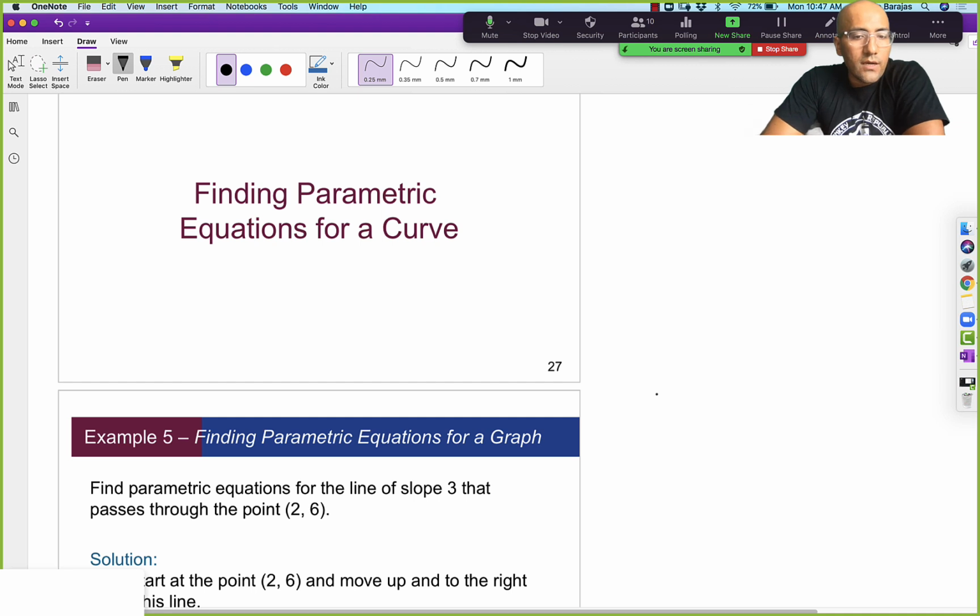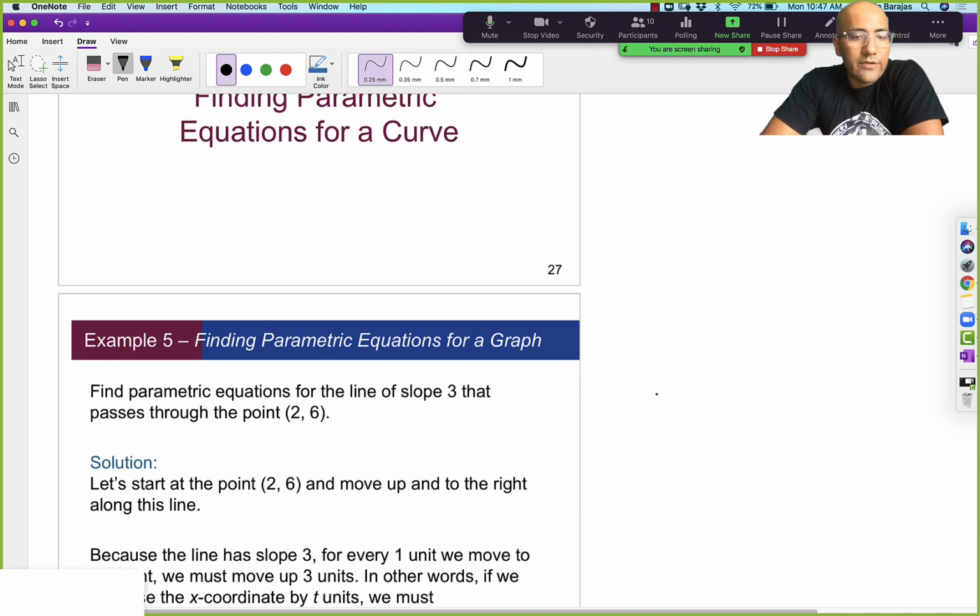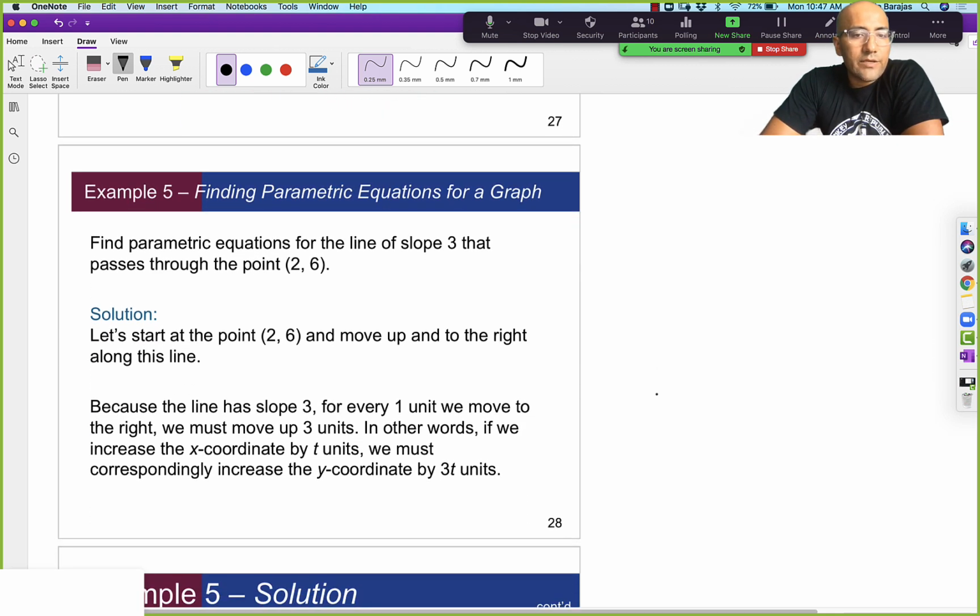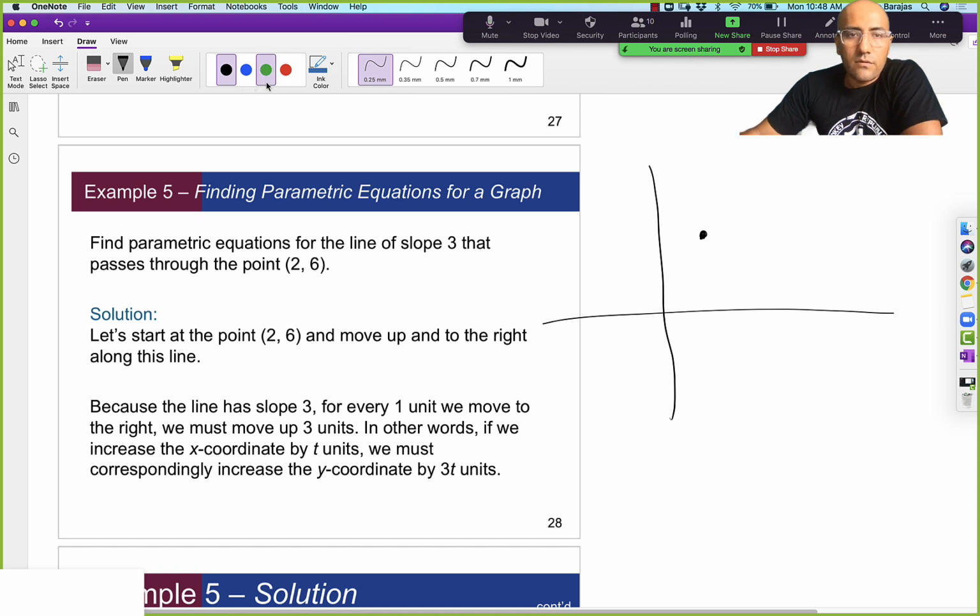Okay, so sometimes you'll be asked to find the parametric equation. Find the parametric equations for the line of slope 3 that passes through the point 2 comma 6. So it's got a line, it's got a slope. Roughly speaking, we can do a rough little sketch. There's a point at 2 comma 6, somewhere around there, and a line that goes through it that has a slope of 3. Let's make it in blue.